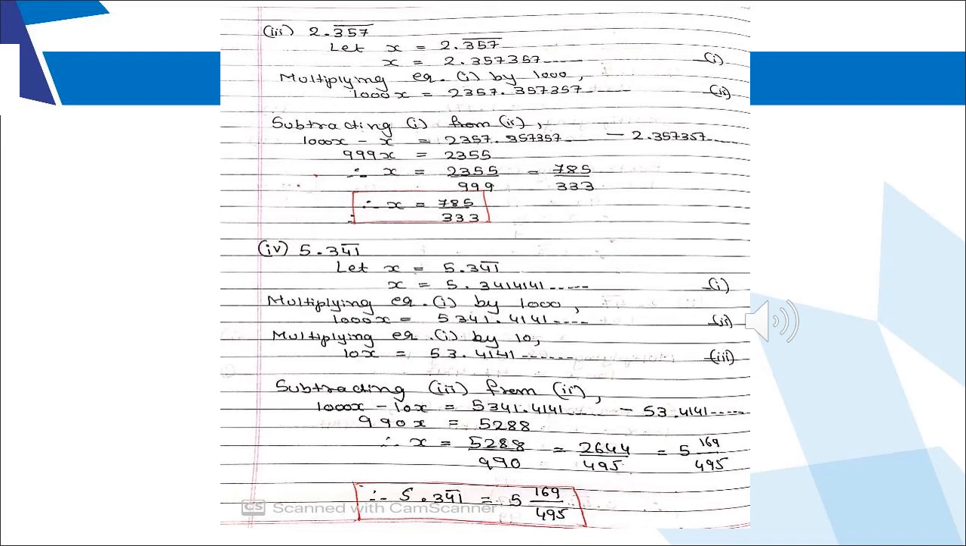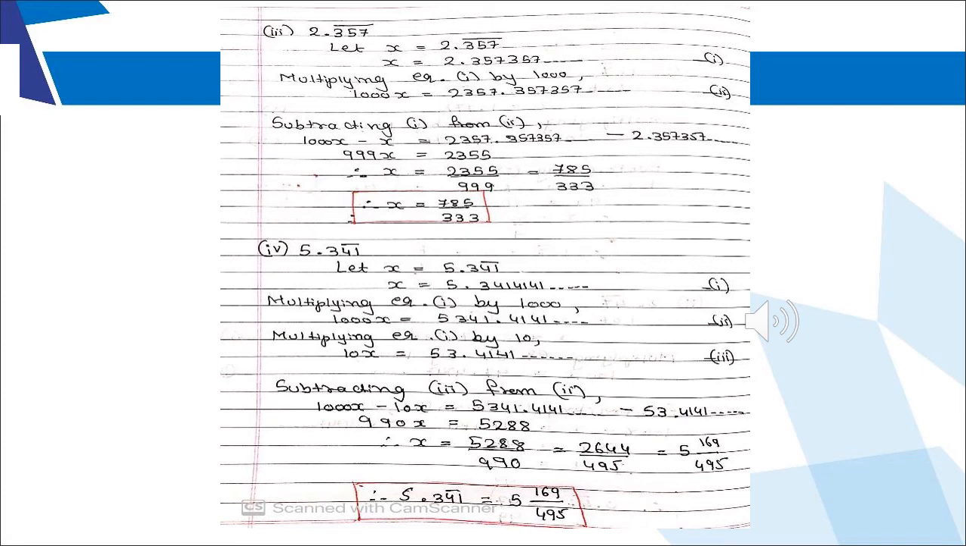5.341 bar. So the bar is only above 4 and 1, correct, not all the digits after the decimal point. So this is a unique question, a different question. You have to listen carefully to the steps. Till step number 1 it is the same. Assume the question as x, remove the bar and number it as 1.